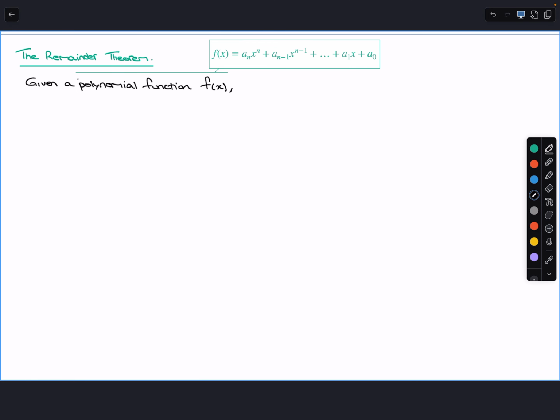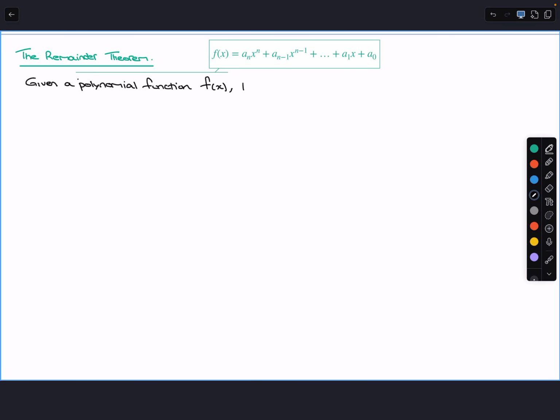Okay, so let's quickly write the remainder theorem. Here's the idea. I'll try to keep it as short and concise as possible. Essentially, given a polynomial function, I'll just write f of x instead of writing f of x equals ax to the power of n, etc. We'll just write f of x.